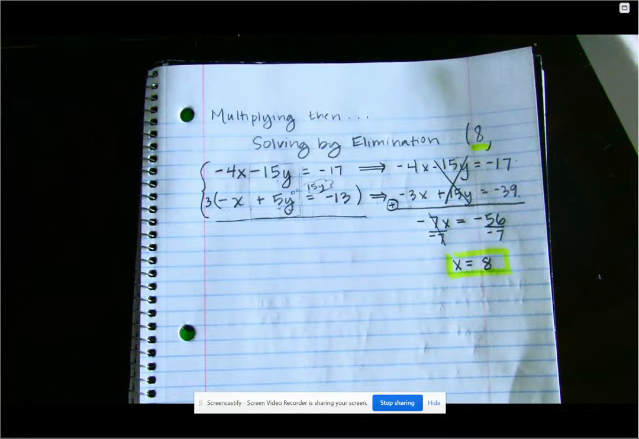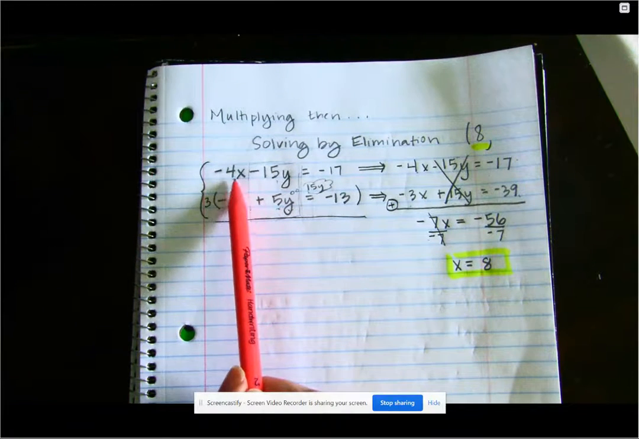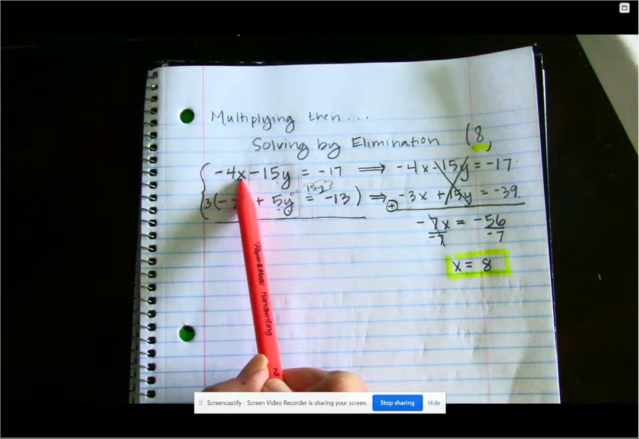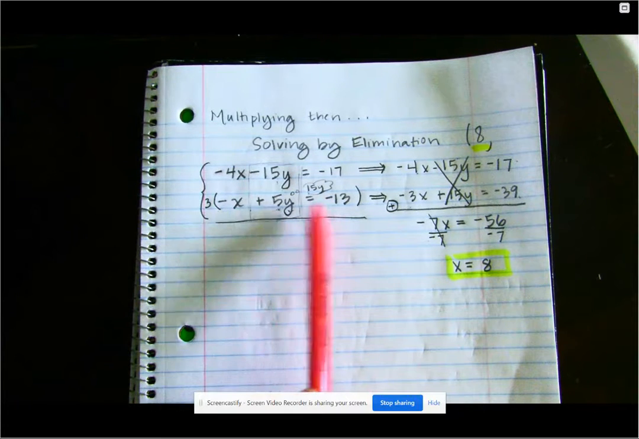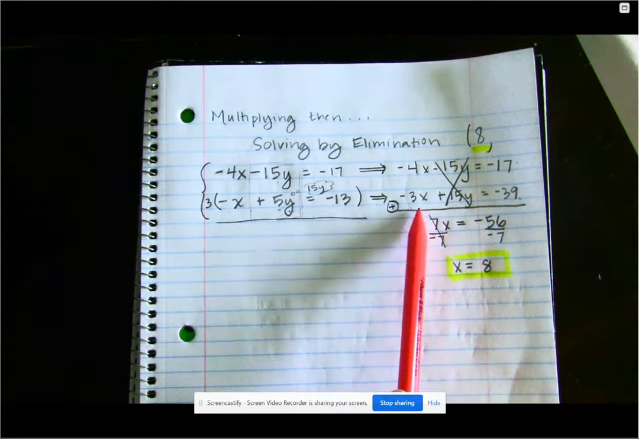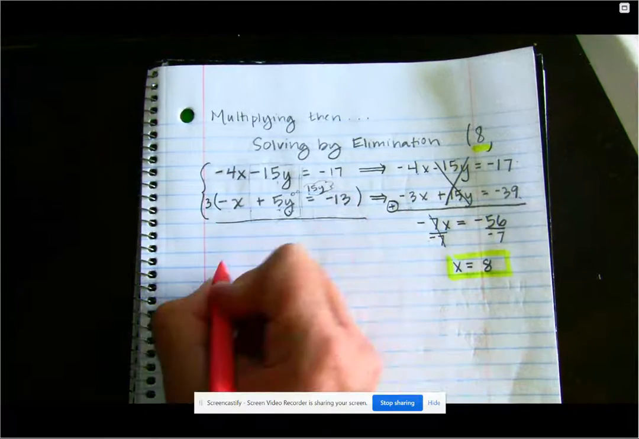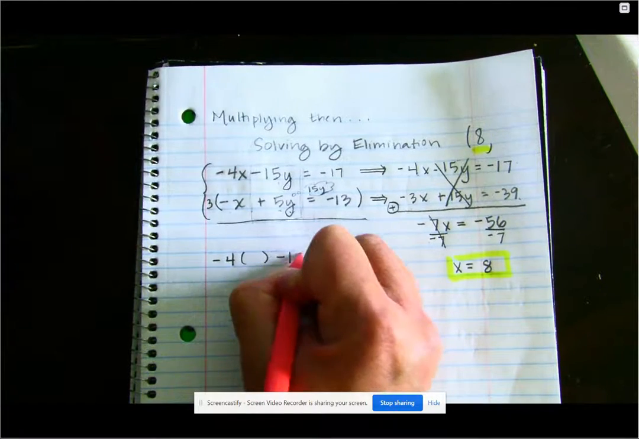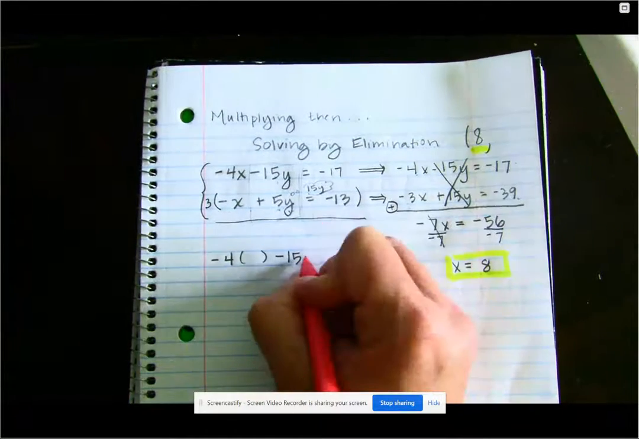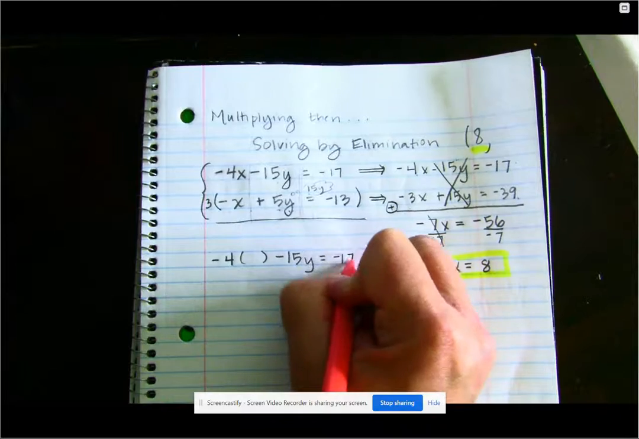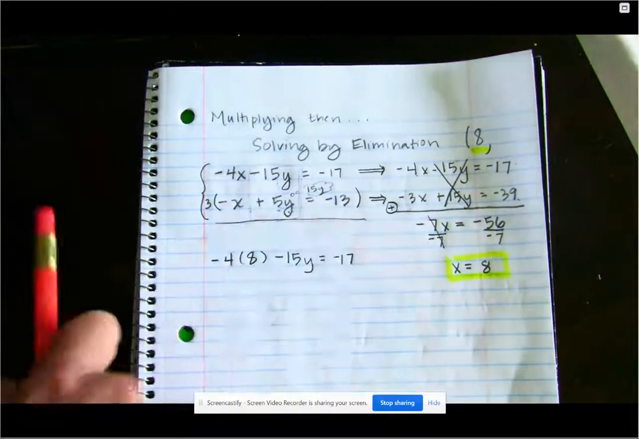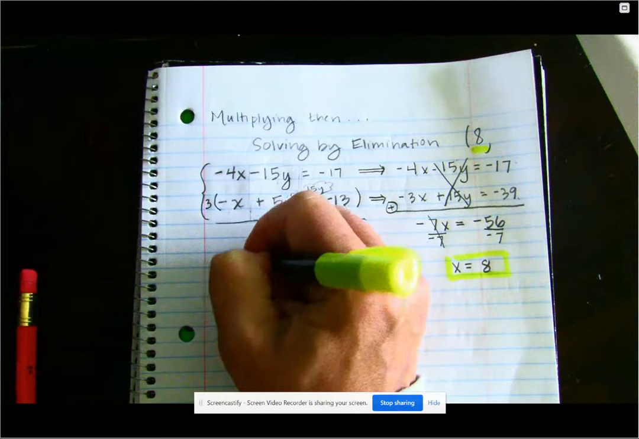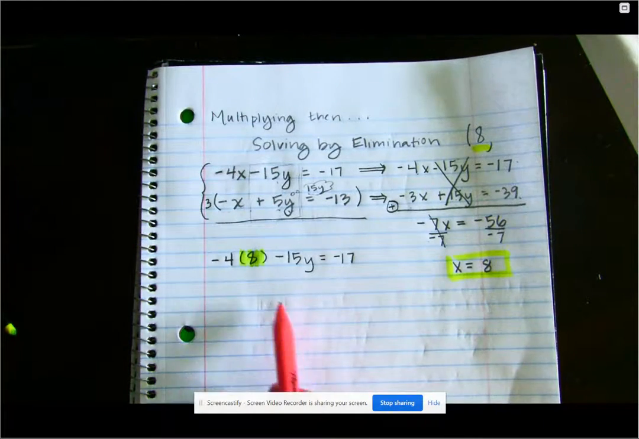Now, once you get x, I need to figure out what y is. And I actually now have 3 equations to choose from. I could choose to plug in 8 into this top equation, the bottom equation before I multiplied it by 3, or this third equation. I'm just going to choose the top equation. And in place of x, I'm going to put 8 because I just found that x was 8. Okay, and then I'm going to work it out.